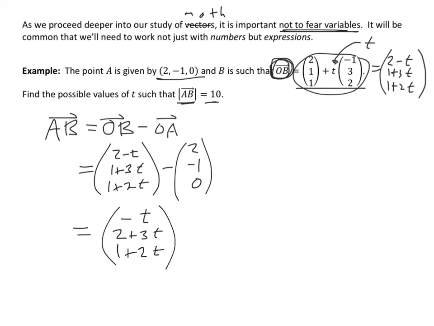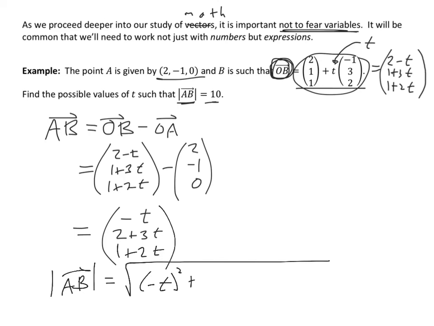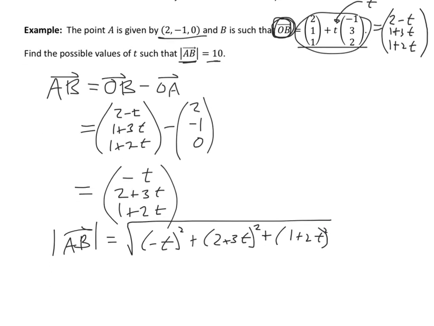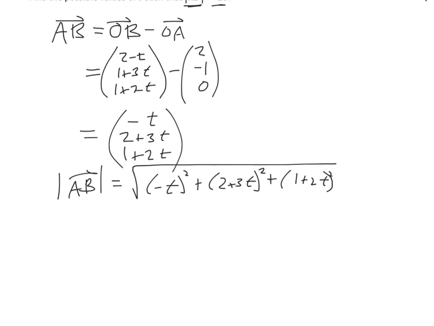So that's AB, right? Next thing, I want to find the magnitude of AB. The magnitude of AB will be the square root of (-t) squared plus (2 plus 3t) squared plus (1 plus 2t) squared. Now, some of you may already be getting scared of this thing, right? Oops, I just realized I dropped a parenthesis there. You may already be scared. You're like, oh my gosh, there's so much going on here. We can do this. I want you to remember that you've gotten this far, so we're going to push through this. We're going to break this down into small pieces and just keep going.